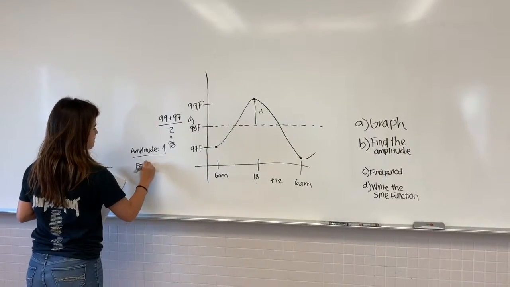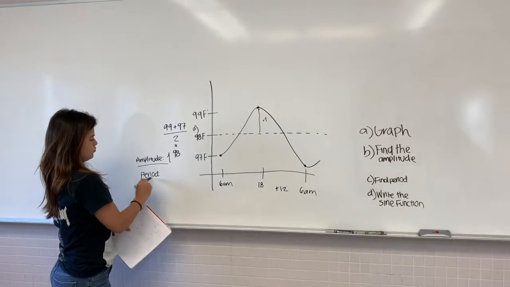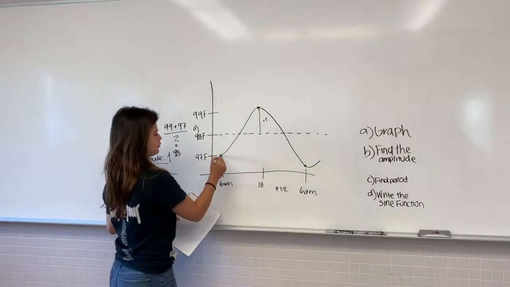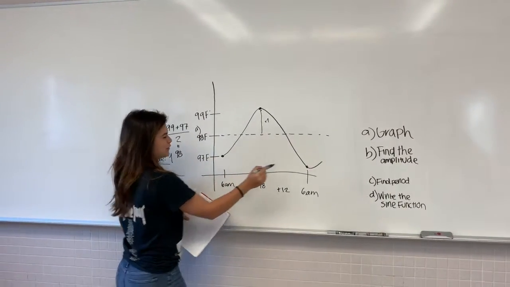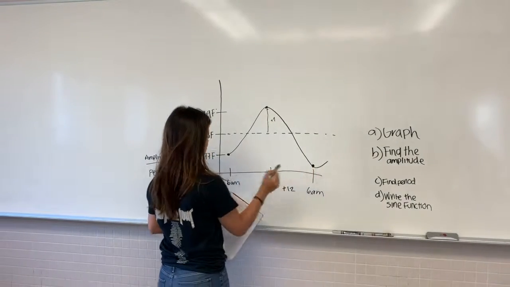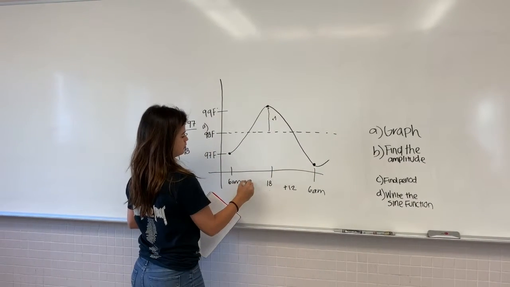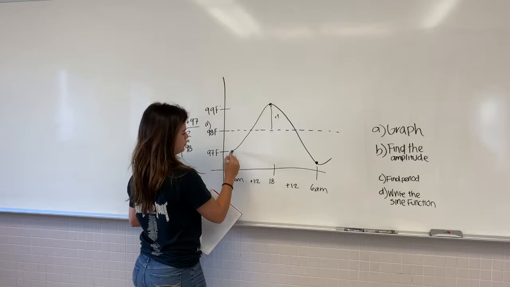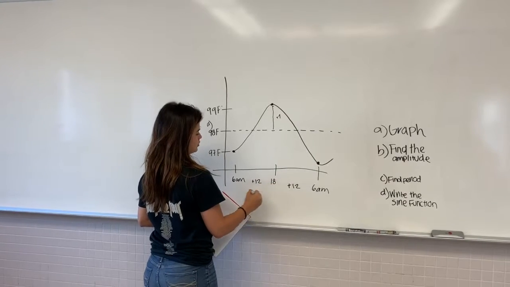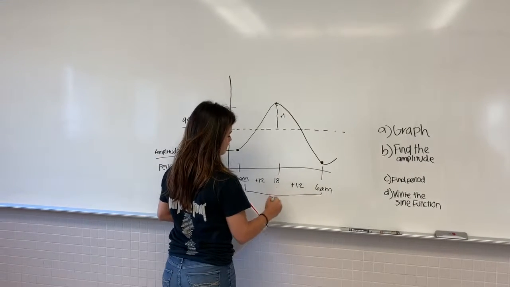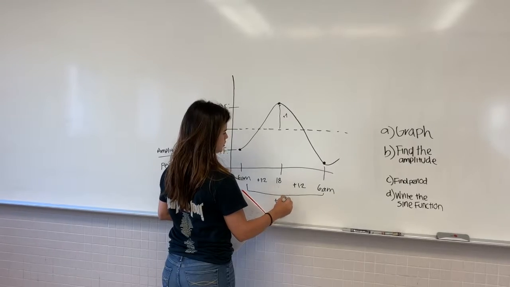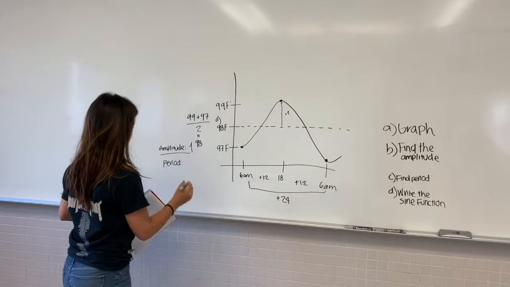After that, you need to find your period. To find your period, you have to find 2 points that are on the same level, and in this case we're going to find the ones that are at 97 Fahrenheit, which are at 6 a.m. and 6 a.m., and we have to find how much time passes between them, which is 24 hours. So your period is going to be 24 hours.